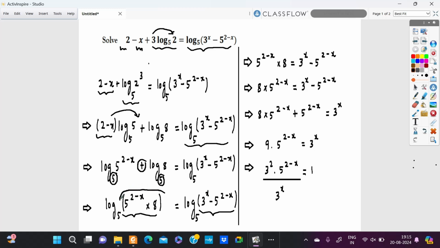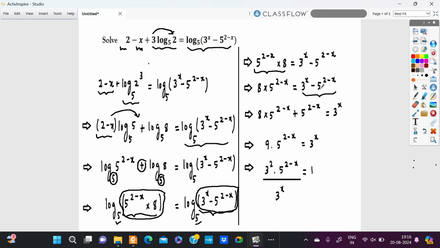Only when you have a single logarithm on the left hand side and a single logarithm on the right hand side, provided the bases are the same, you could just equate the numbers. So therefore, I would just say 5 to the power of 2 minus x times 8 is equal to 3 to the power of x minus 5 to the power of 2 minus x. I just rewrite this as 8 times 5 to the power of 2 minus x, which is equal to the right hand side.